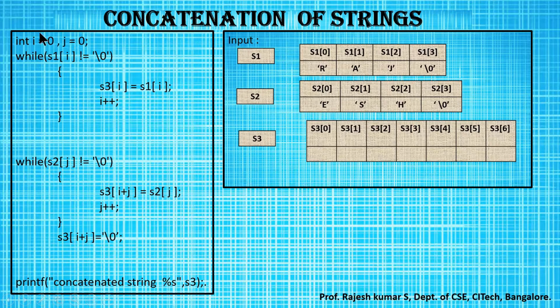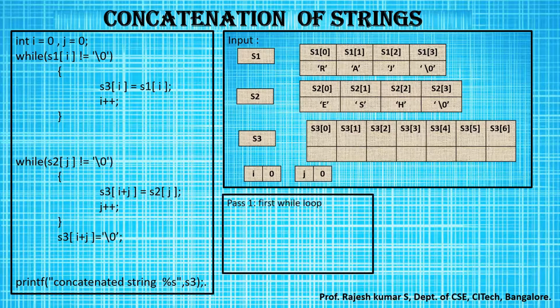Why I've used I and J, I will let you know. Now starting, the very first thing is this is not a program, it's just a code segment which should be used in the program. So very first condition, I value is initialized to 0, J is initialized to 0. The very first while loop, you can see the tracing part here.